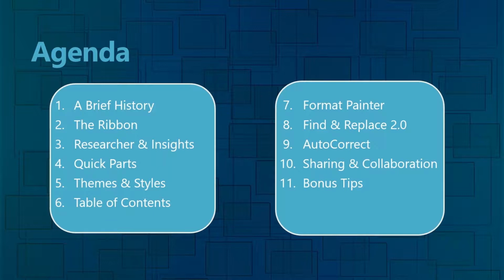We'll do a quick history on the product itself, and then we're going to go into these topics that you can see. So we're going to cover the ribbon and how to customize it. We're going to talk about Researcher and Insights. We're going to go into how to set and use quick parts. We're going to take a look at the themes and styles, and show how to create a table of contents automatically.